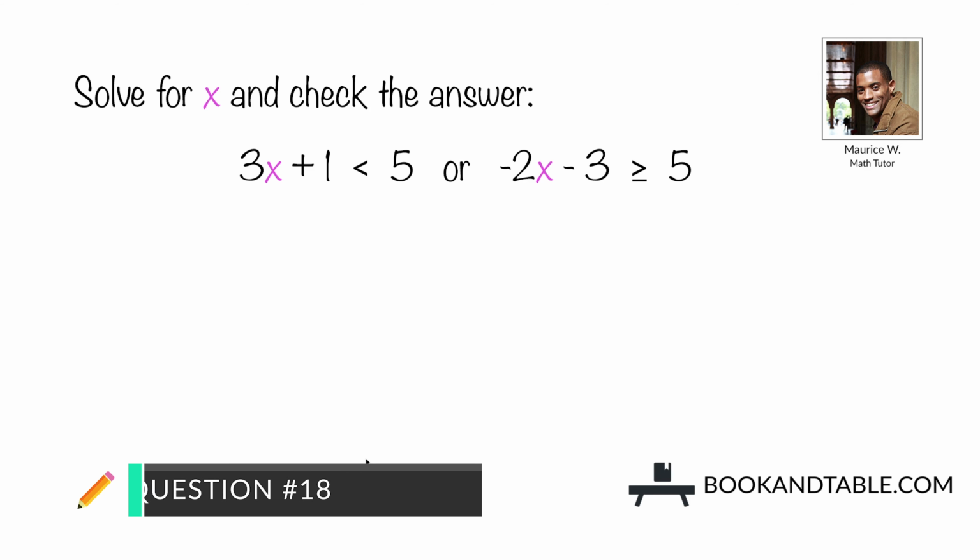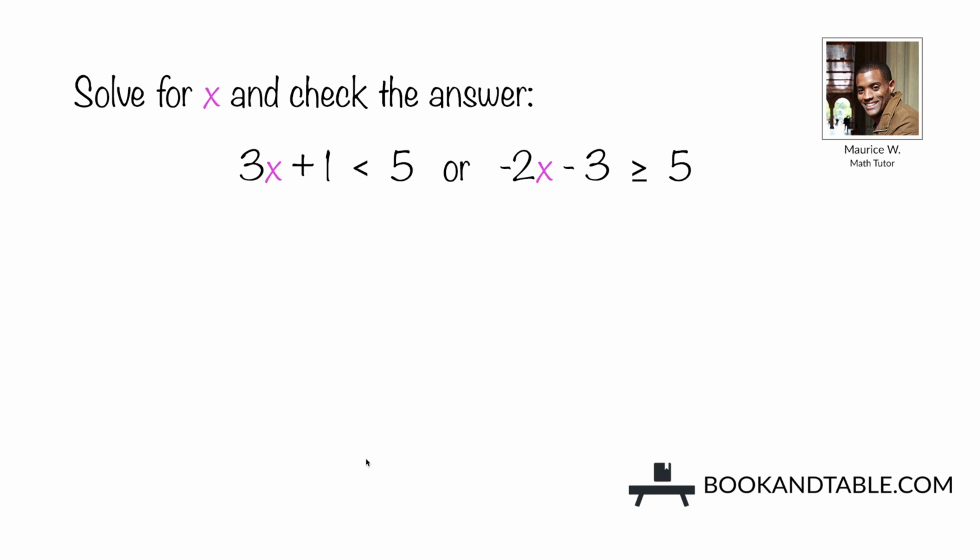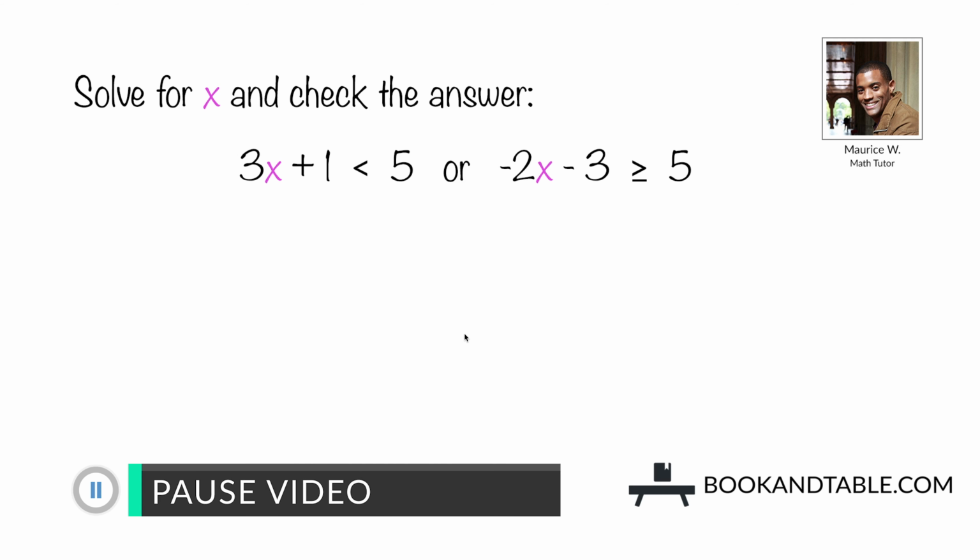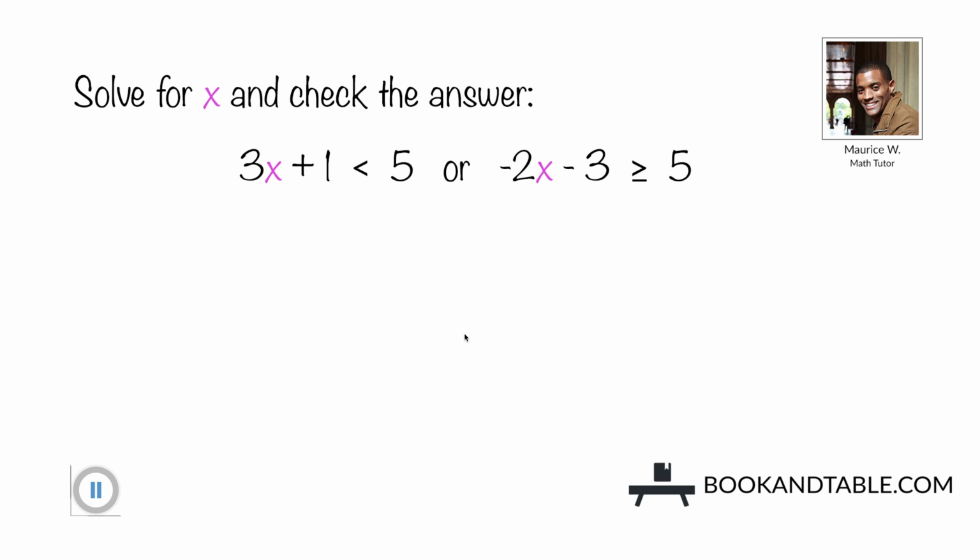Question number 18. Solve for x and check the answer. 3x plus 1 is less than 5, or negative 2x minus 3 is greater than or equal to 5. Pause the video, answer this question, and then press play when you are ready.